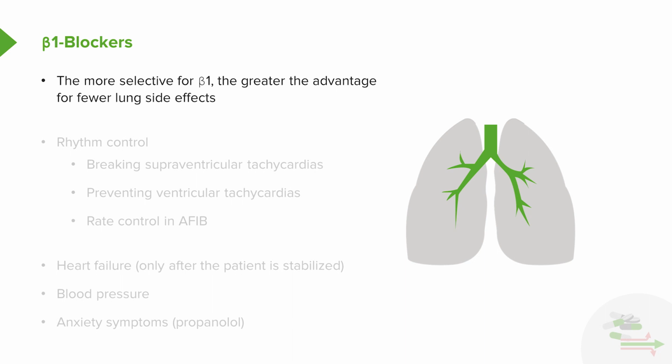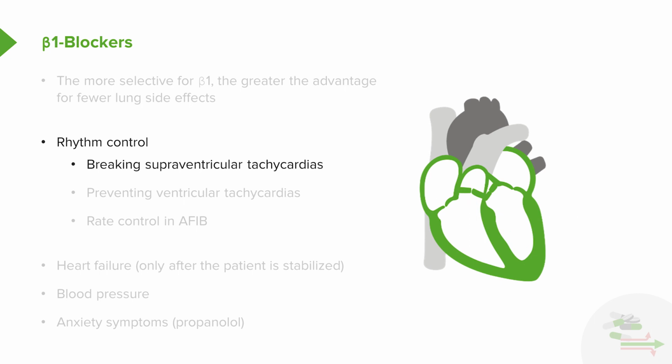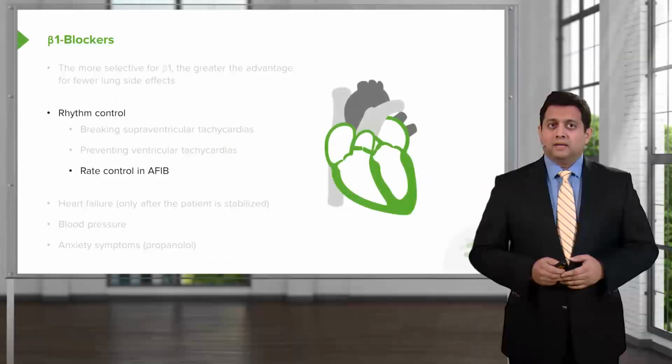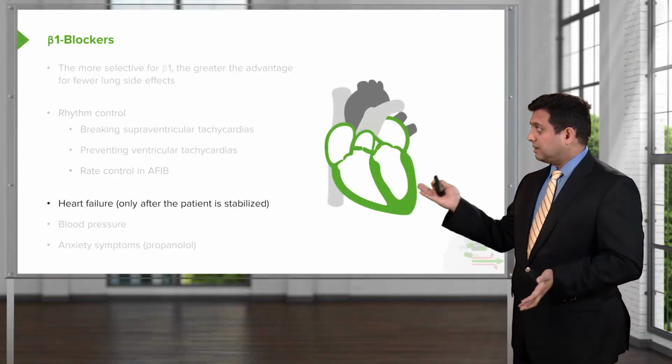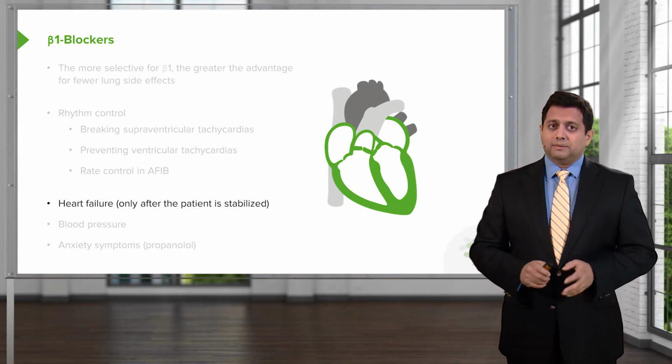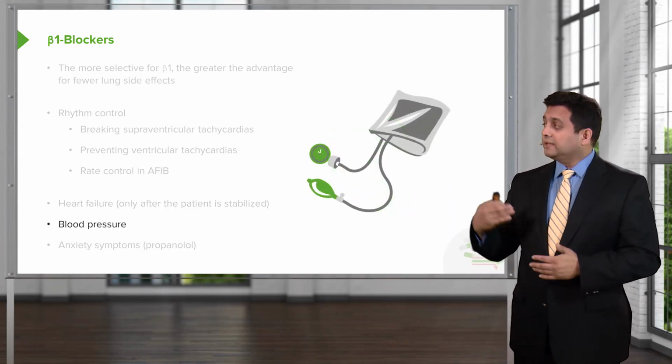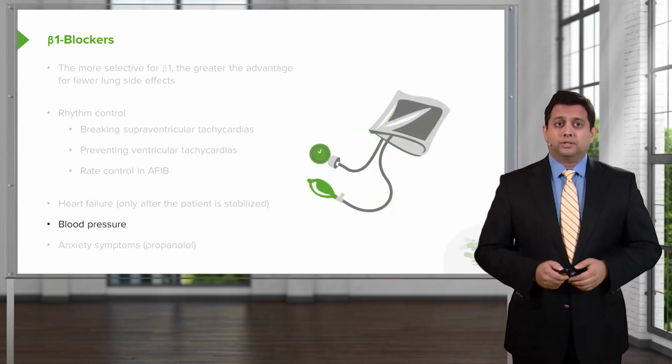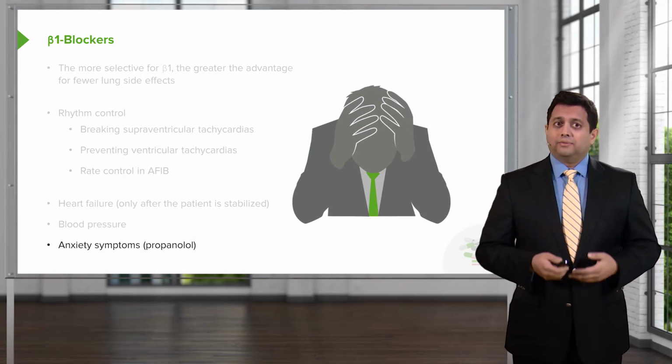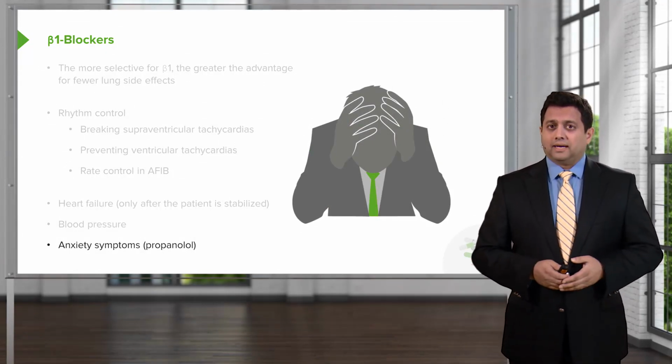Remember, you don't want to have beta-2 blocking activity with your beta blocker. With rhythm control, it's great for breaking supraventricular tachycardias, preventing ventricular tachycardias, and it helps with rate control in atrial fibrillation. We also use beta-1 blockers in heart failure, but only after the patient has been stabilized. I often use beta blockade in blood pressure control, and interestingly enough, we can use propranolol for anxiety.